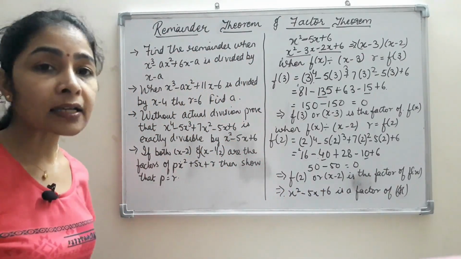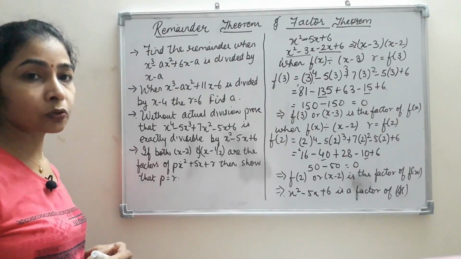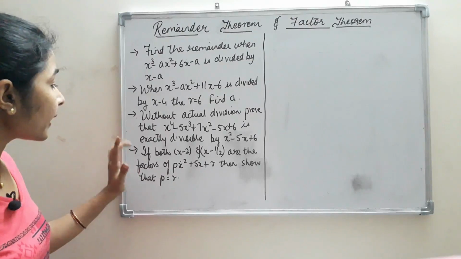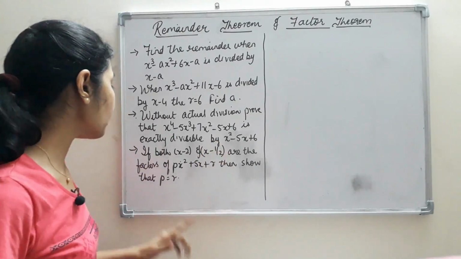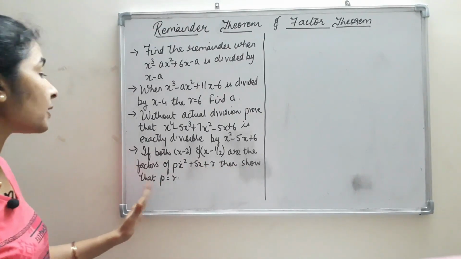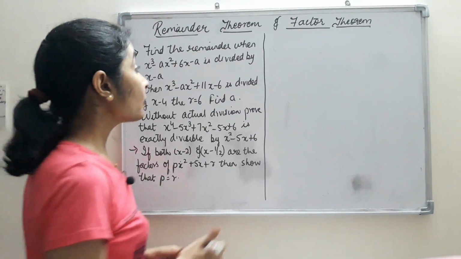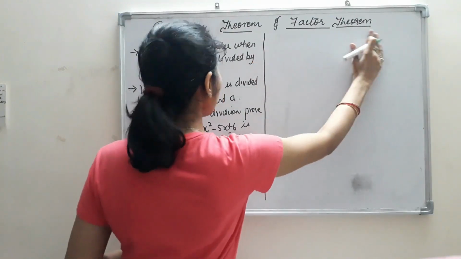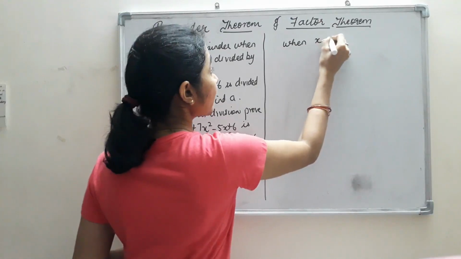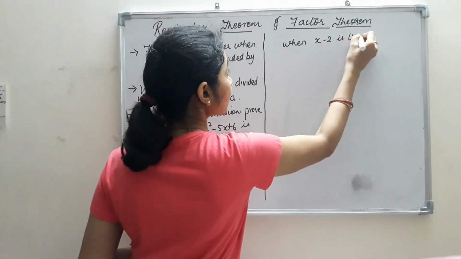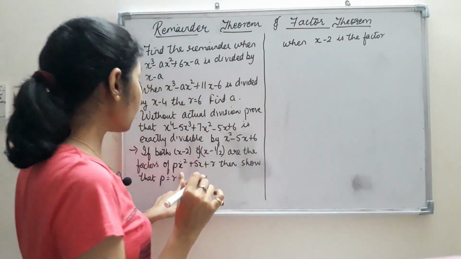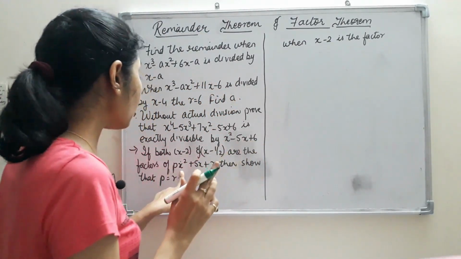Okay, now only the last question is left, so let us just go through it. So let us see the last question. If both x minus 2 and x minus 1 upon 2 are the factors of px square plus 5x plus r, then show that p is equal to r. Now first we will start with when x minus 2 is the factor. When x minus 2 is the factor, what do we do? x is equal to 2, the function of 2.